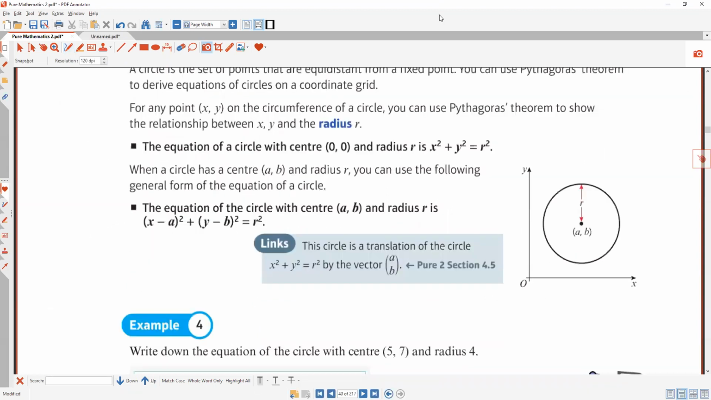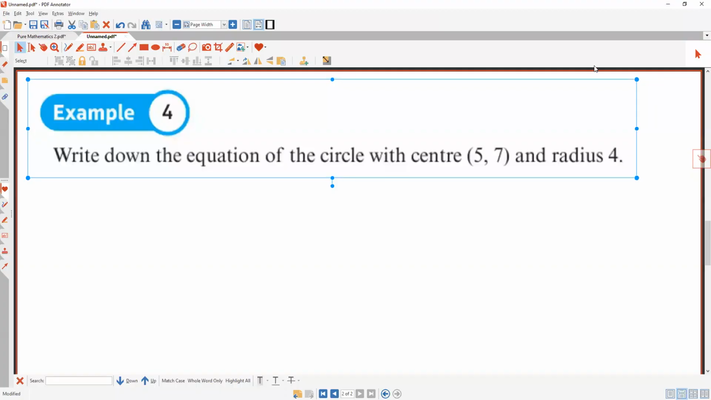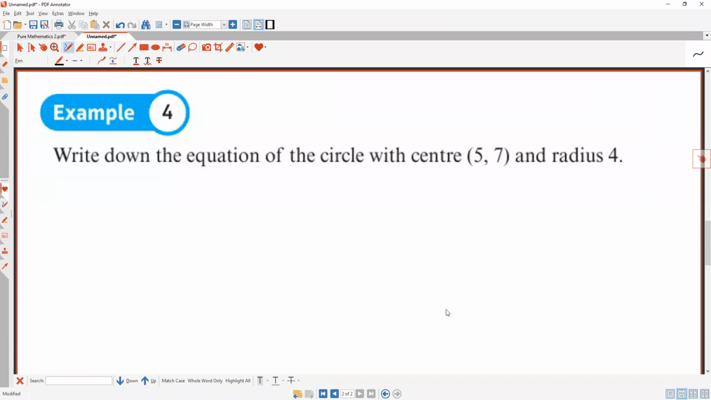Now they gave us this thing over here. Actually, let me pause the recording a bit. I have some work. So I'm supposed to do this question with you all, example number 4. Now write down the equation of the circle with center 5,7 and radius 4. Find that. Now always draw a diagram.